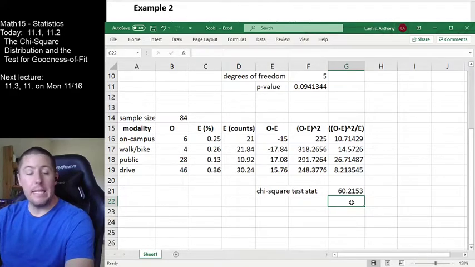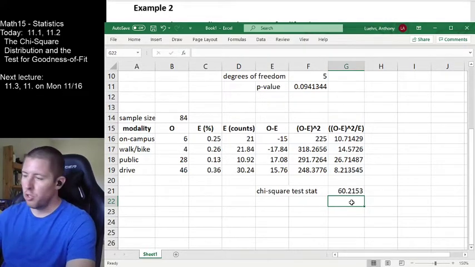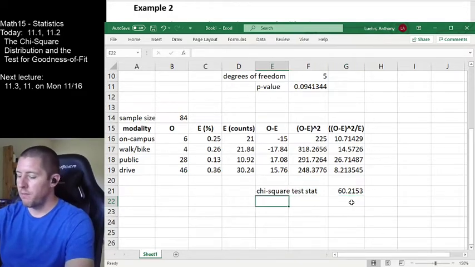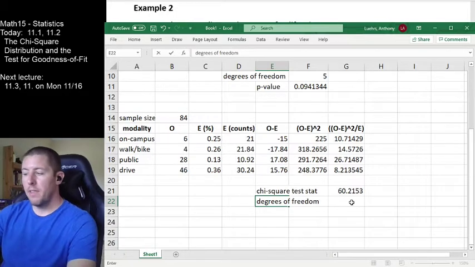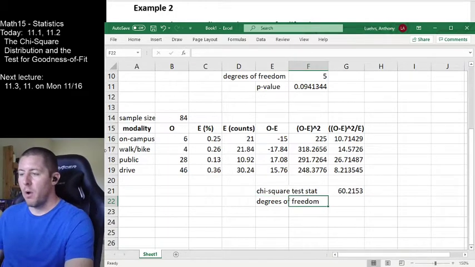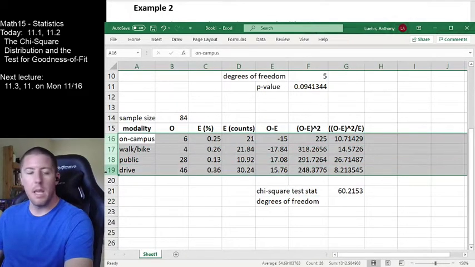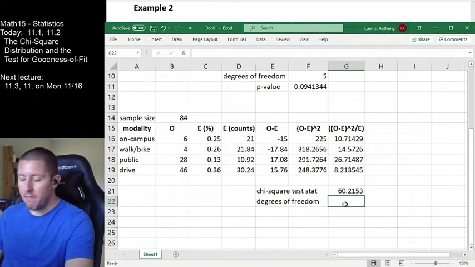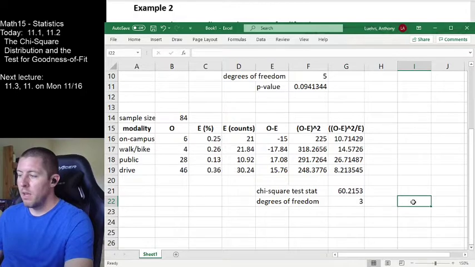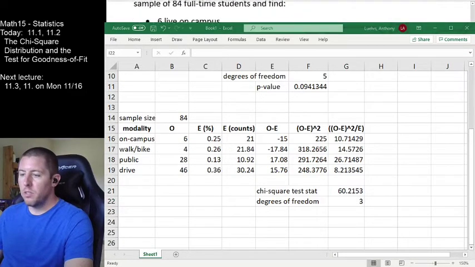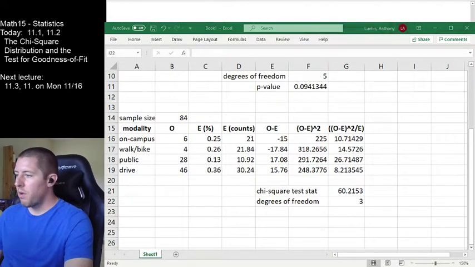And that's going to tell me my test statistic in this case is a chi-squared value of about 60.2. How many degrees of freedom do we have here? Well, remember that in this case, our number of degrees of freedom is always our number of possible outcomes minus 1. Here there were 4 possible outcomes, so we have 3 degrees of freedom.